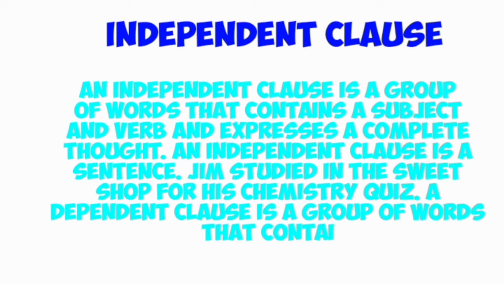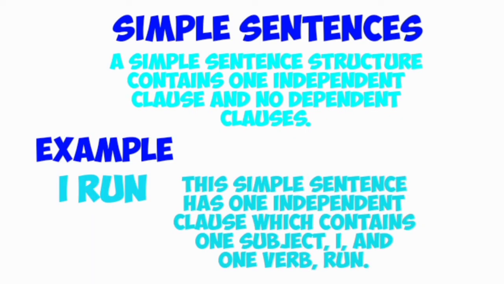Independent clause: an independent clause is a group of words that contains a subject and a verb and expresses a complete thought. Example, Jim studied in a sweet shop for his chemistry quiz. We have learned how sentences are structured. Now let's learn different types of sentences.